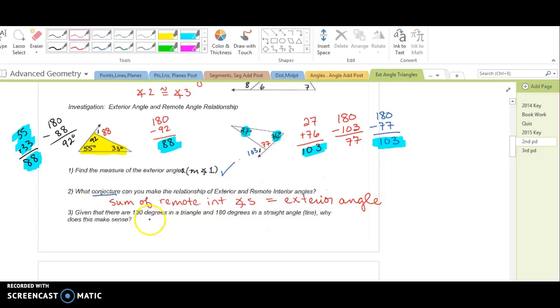Given that there are 180 degrees in a triangle and 180 degrees in a straight line, why does this make sense? Well, because we were subtracting this number from 180 here, and then we were subtracting the answer from 180 over here. So when you subtracted them both from 180, you ended up back with your original answer, the original sum of those remote interior angles.